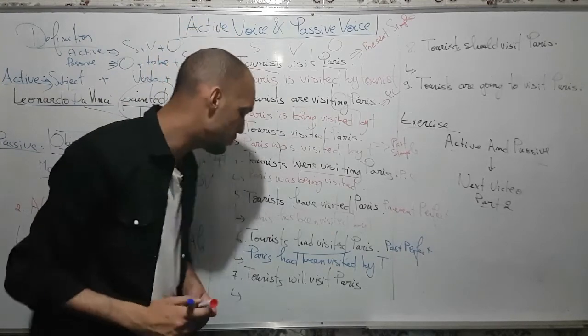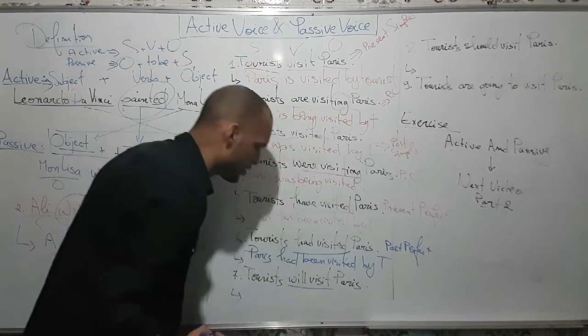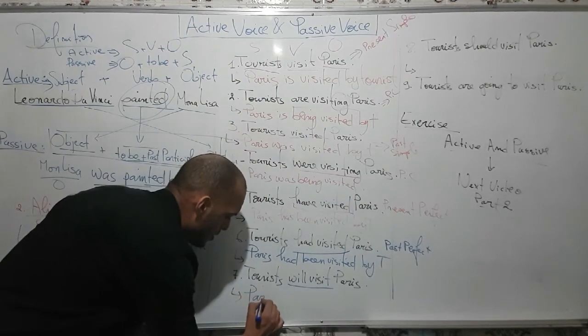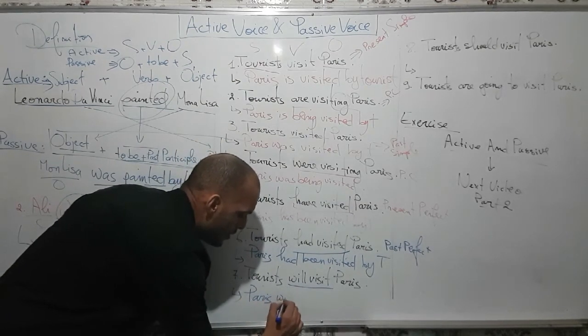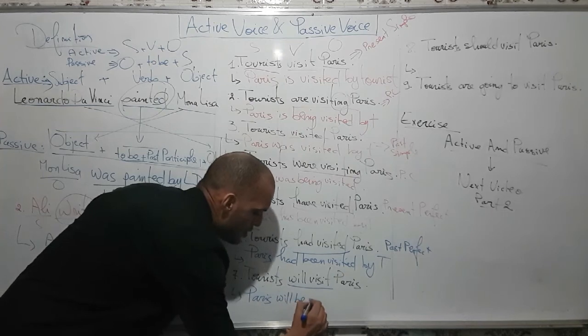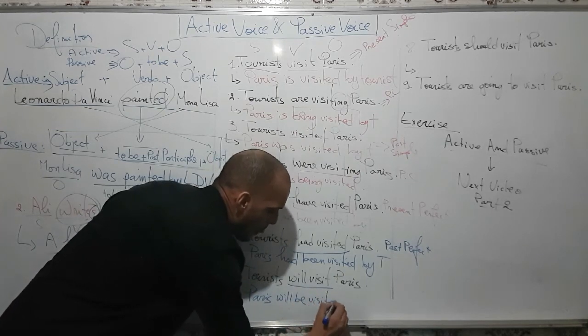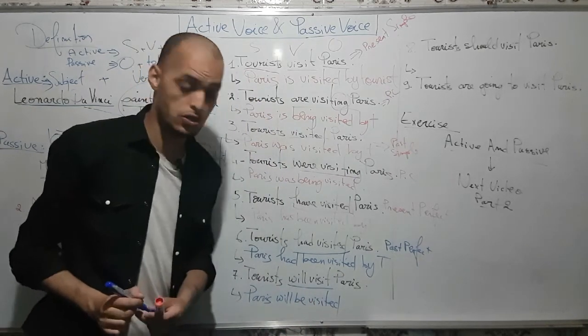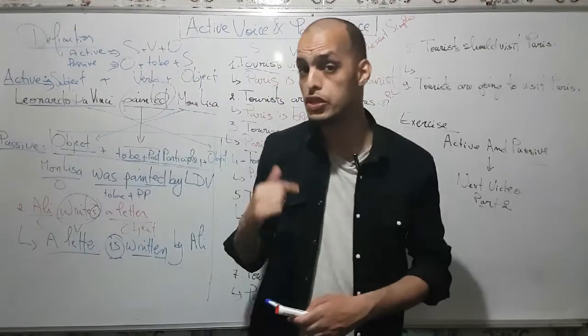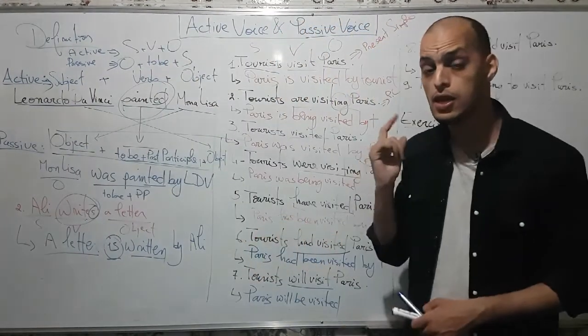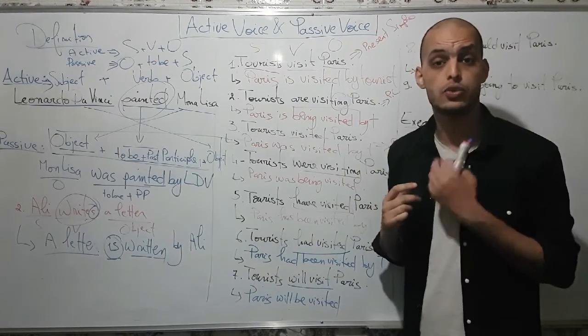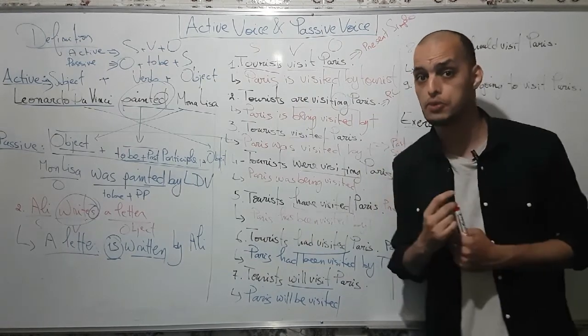Future simple. Where is the verb here? It is will visit. So Paris will be visited. I think it's simple, not very complicated, but we see it with different sentences in the exercise or the practice in the next video, inshallah, part number 2.